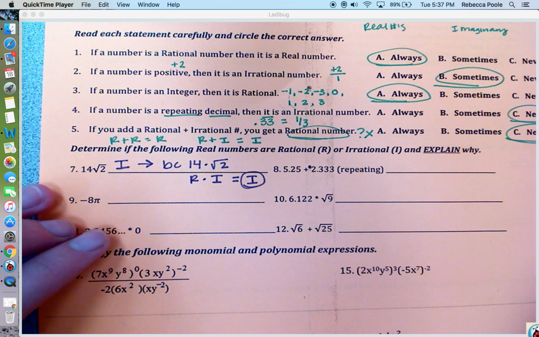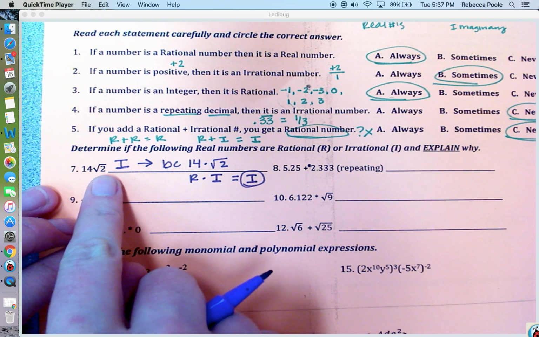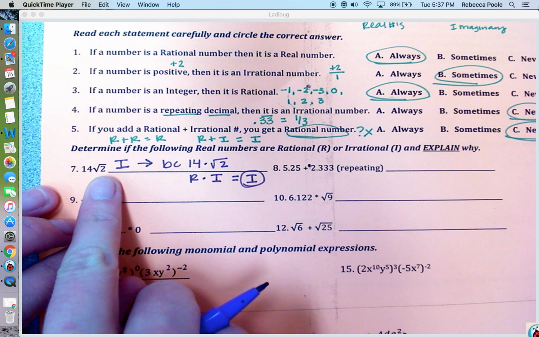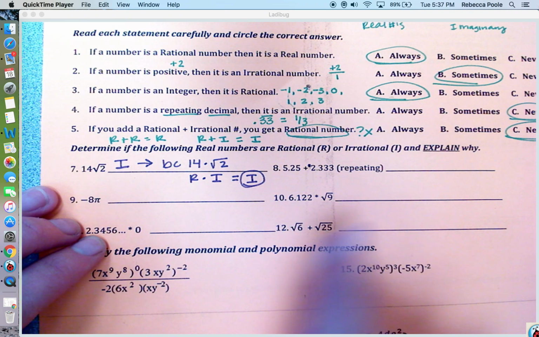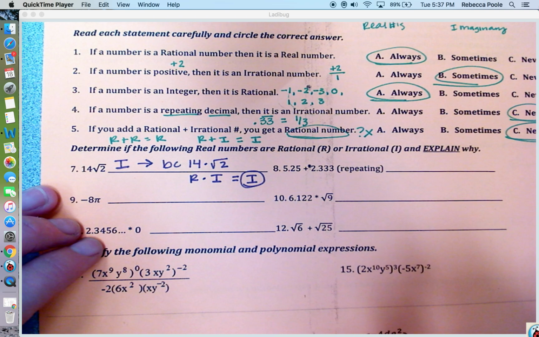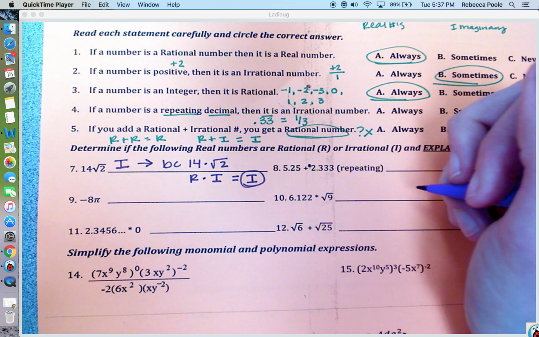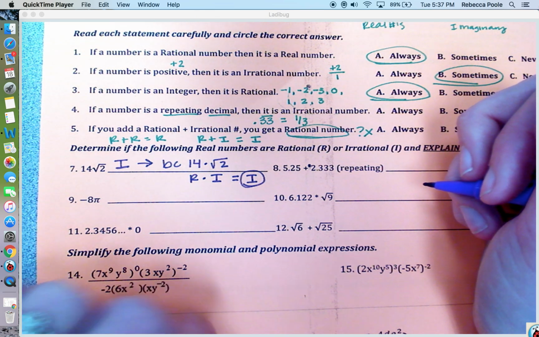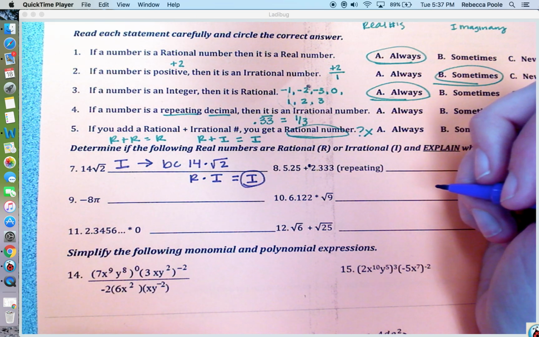Now, another reasoning: if you type in 14 square root of 2 in the calculator, you're going to get a decimal that goes on forever, doesn't repeat, and has no pattern. So that is a non-terminating, non-repeating decimal, which automatically makes it irrational.